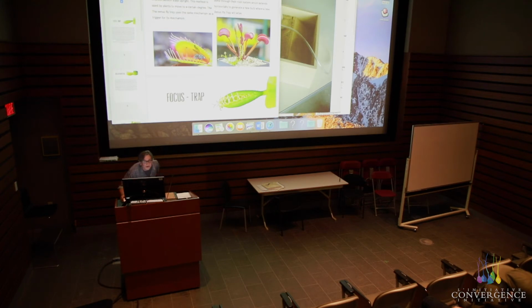Inside of the trap there are trigger hairs, 4 little trigger hairs, which the insect has to touch. If the insect doesn't touch these trigger hairs, the trap will not close. And then the trap works like a micro switch. It's like a highly sensitive switch. But the trap has to be charged.